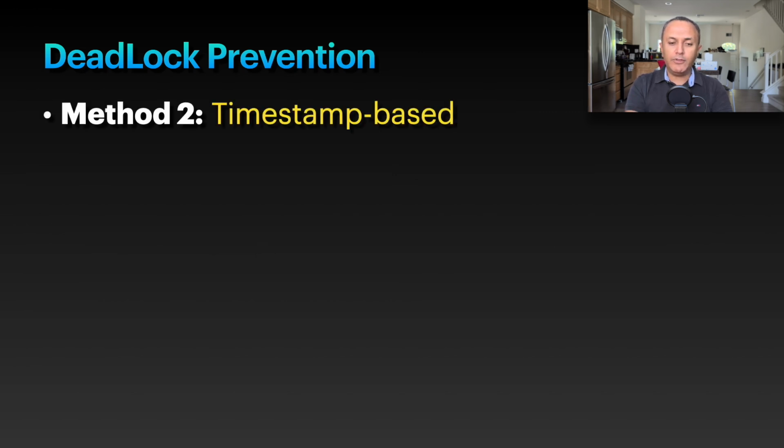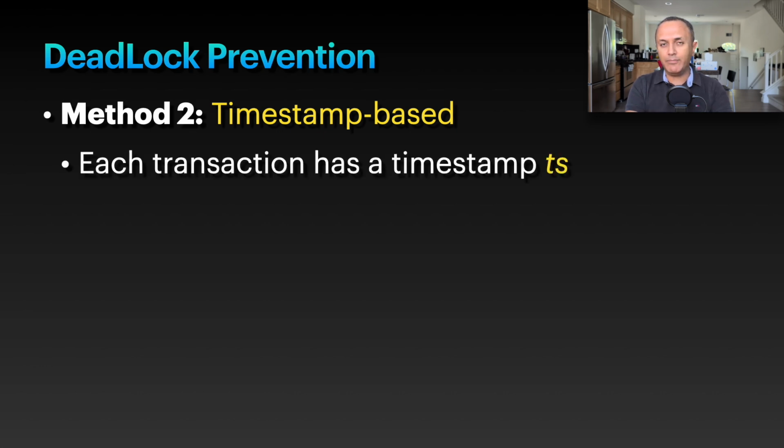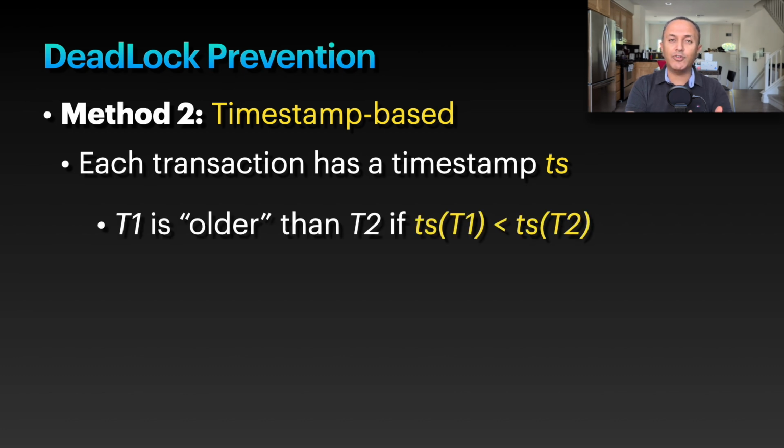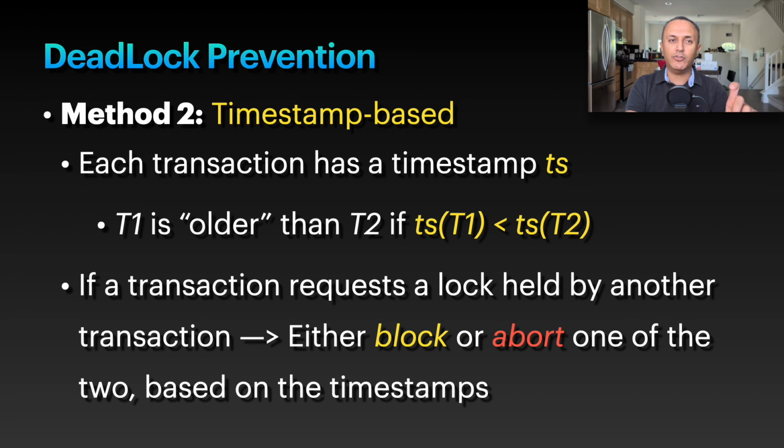Another deadlock prevention method is using timestamps. Basically, what this means is that each transaction has a timestamp. Usually, this timestamp denotes the time when that transaction started, and then we define the concept of a transaction being older, which means it has an older timestamp, a lower timestamp. Whenever a transaction requests a lock and that lock happens to be held by another transaction, we have to make a decision. We have to decide whether to block a transaction to make it wait, or to abort a transaction. Which transaction to block or which transaction to abort depends on the timestamp of each of them.